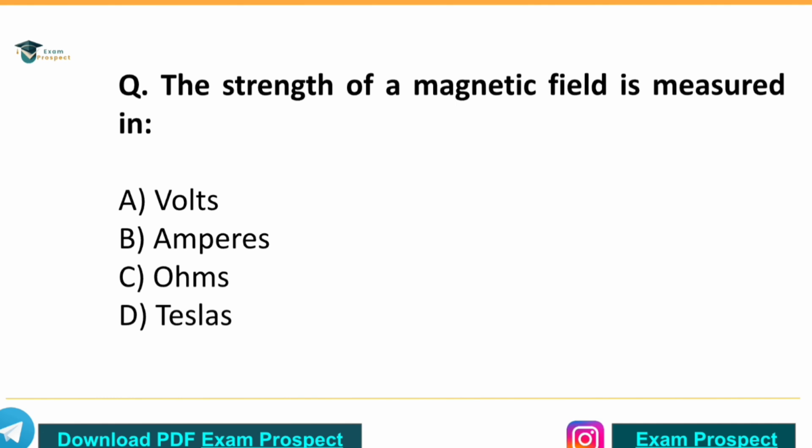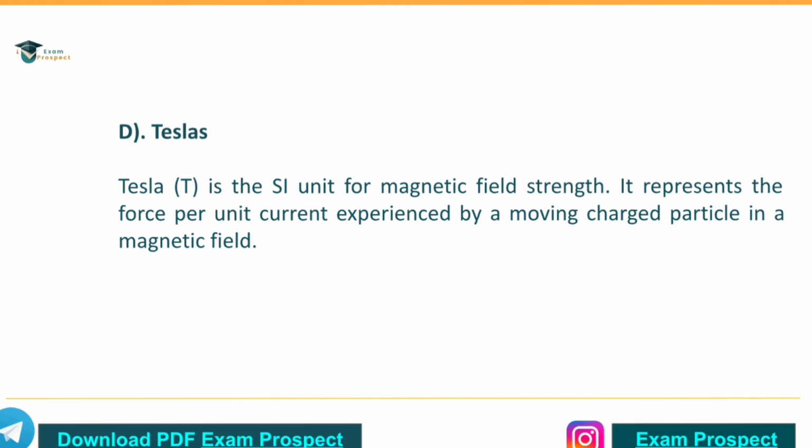Next question. The strength of a magnetic field is measured in? The correct answer is option D, Teslas. Tesla is the SI unit for magnetic field strength. It represents the force per unit current experienced by moving charged particles in a magnetic field.